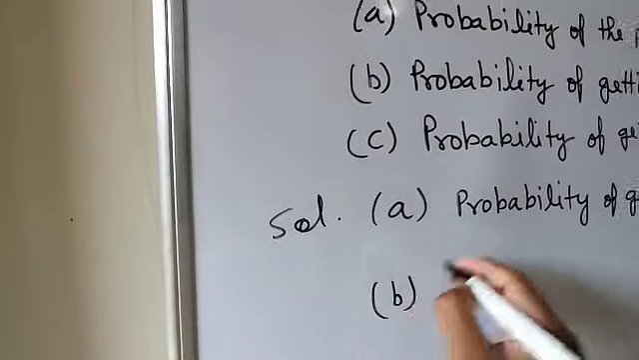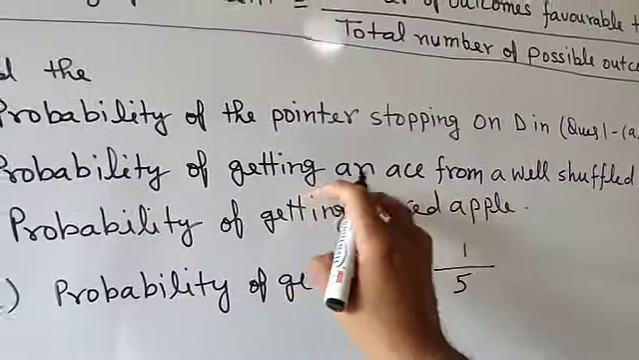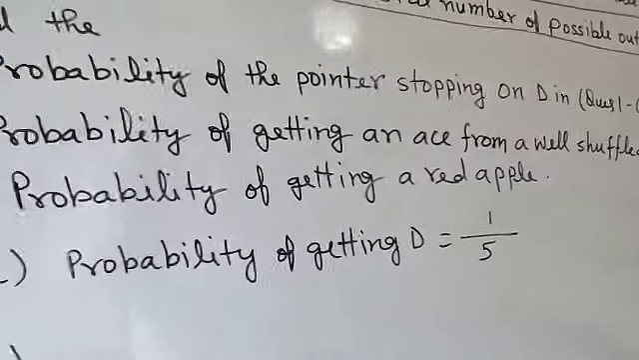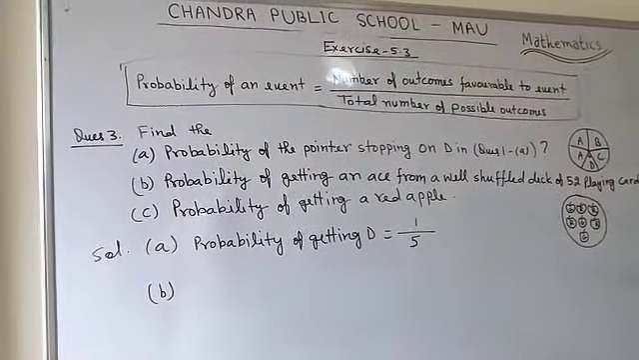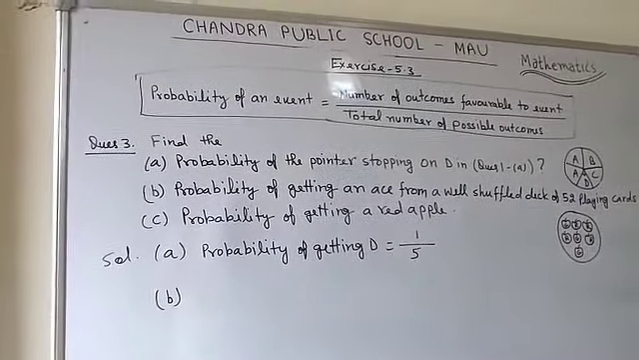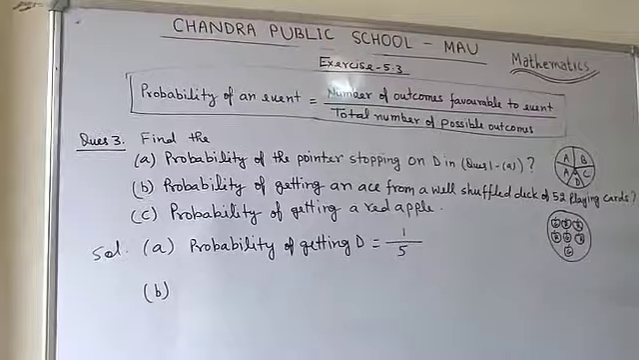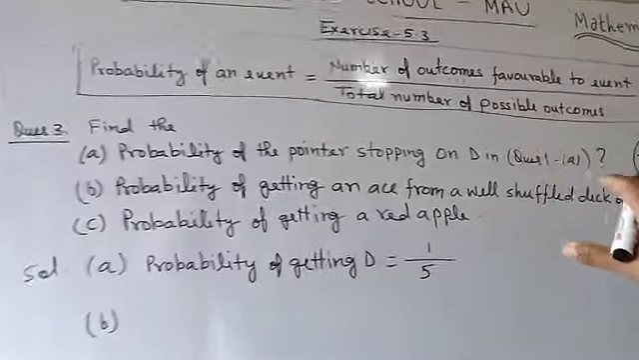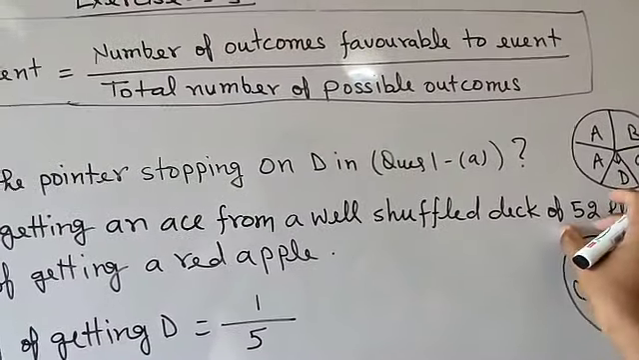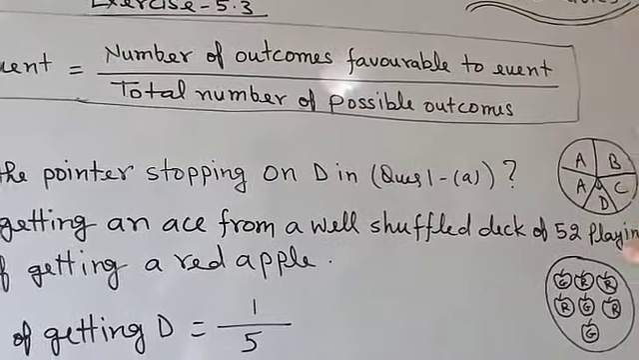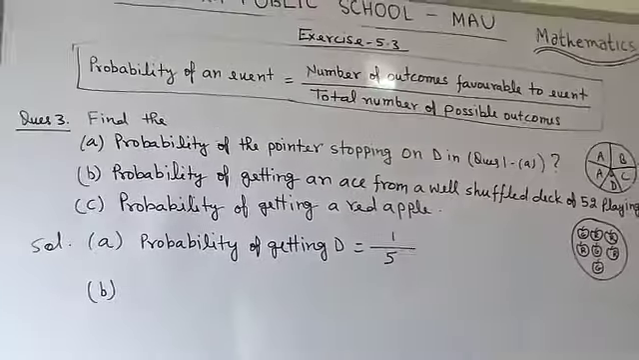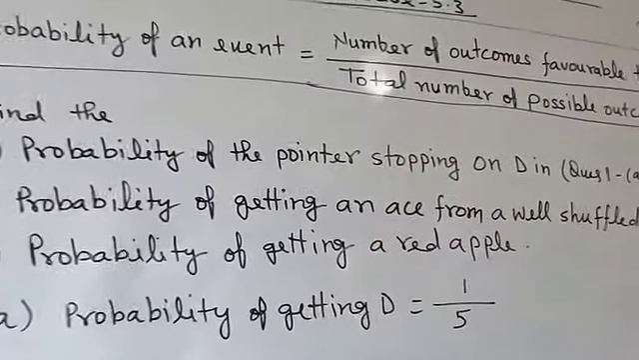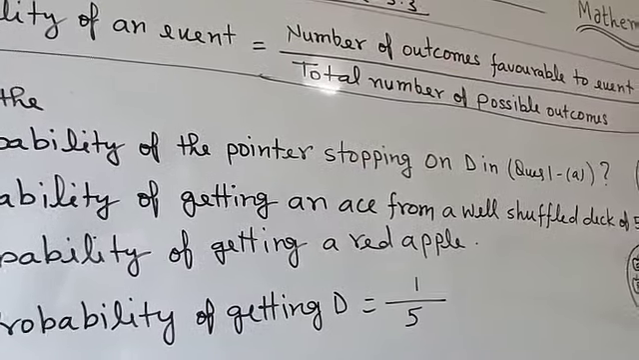Now B. You need to find the probability of getting an ace from a well shuffled 52 playing cards. So if you are familiar with playing cards, in a deck total 52 cards are there. If you pick one card, how many options do you have? 52. It means total number of possible outcomes is 52. Now for favorable outcomes, you need to find the probability of an ace. In the playing cards there are 4 ace cards.